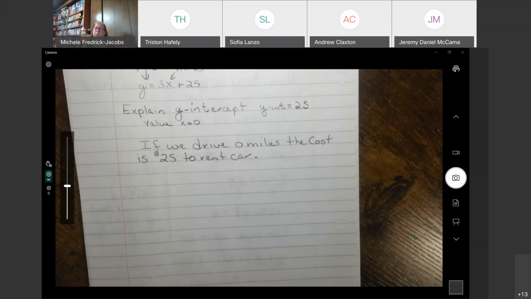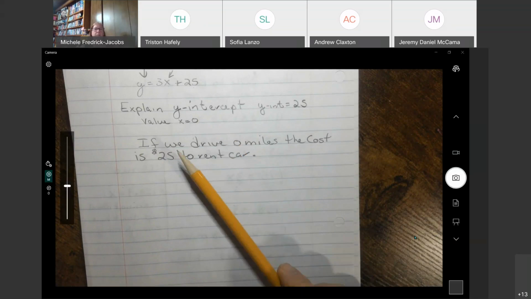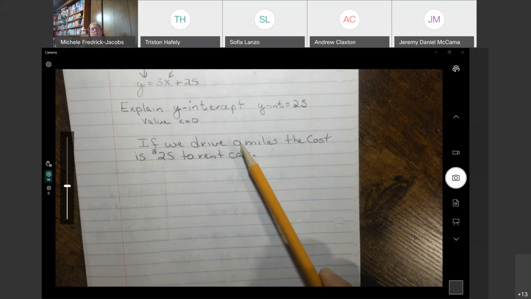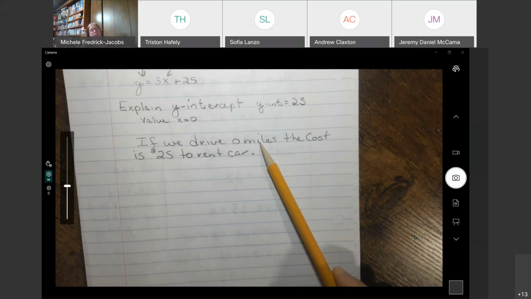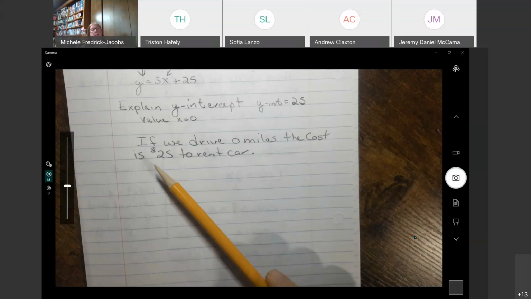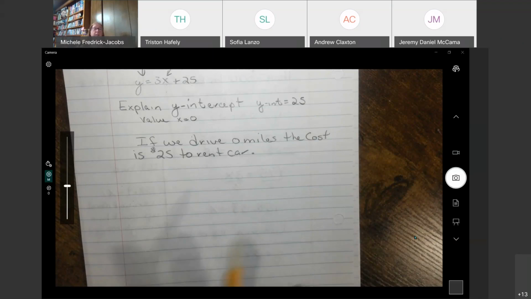Any questions on that? The y-intercept sometimes does not make sense. In this case, it would. I'll show you one where it doesn't necessarily make sense. But when you're explaining the y-intercept, you take 0 of whatever X stands for, in this case, no miles or 0 miles. The cost is your y-intercept. Now we also need to be able to explain the slope. So we'll do the slope and then we'll make another problem and do it again.